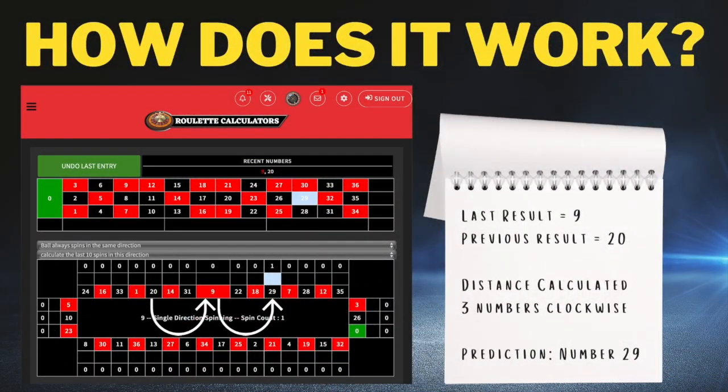The dealer tracker measures the distance from where the ball was spun from to where the ball lands. In the example that you can see on the screen, there are two results recorded. The first result was number 20, and the result after went to number 9. The calculator measures that distance, and as you can see on the screen, 20 to number 9 is 3 numbers clockwise. The calculator then predicts that the next result would be number 29, as that's 3 numbers away from number 9, which is the current number.